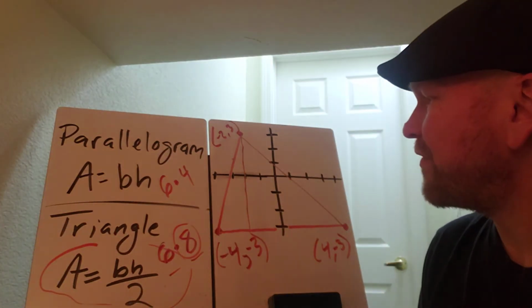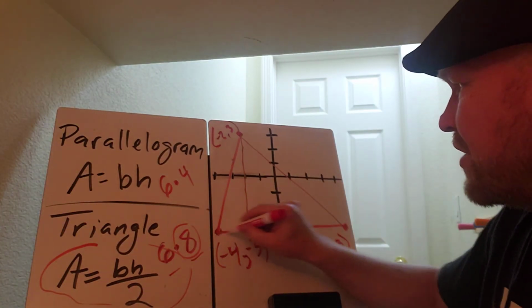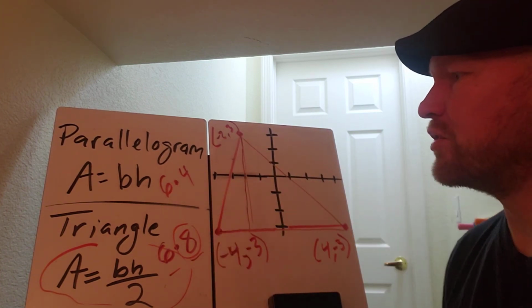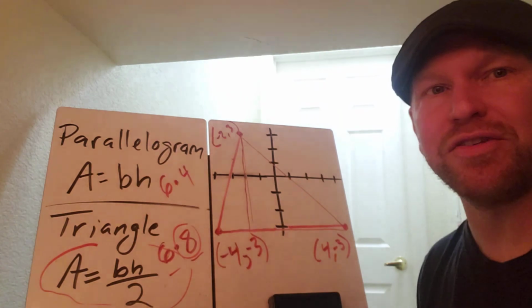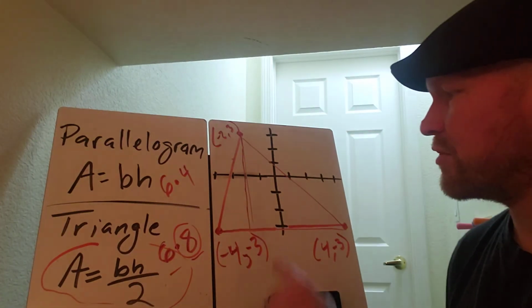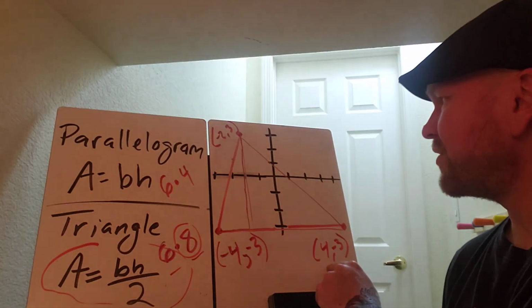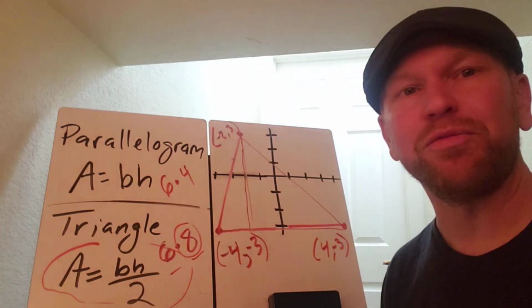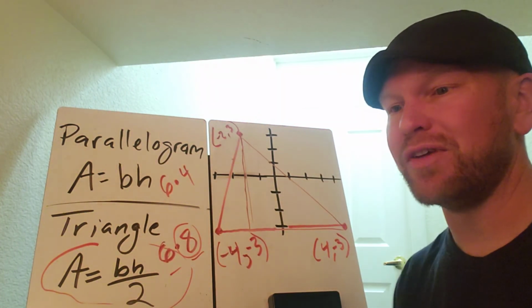So now, if you figure out the area of this, you would have to take the base, which is 8, the height, which is 6. 8 times 6 divided by 2 equals 24, and that answers the challenge problem. And the points that I used were -4, -3, +4, -3, and -2, 3. Just one possible solution, but I just wanted to explain that to you guys.